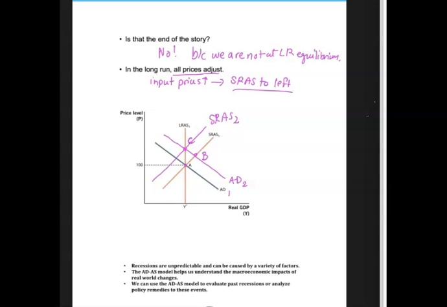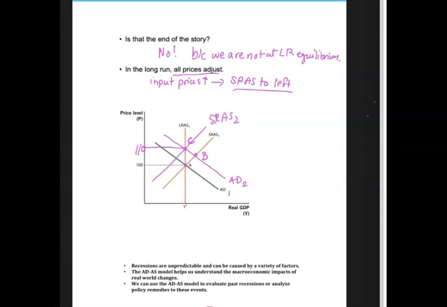So we end up back at the full employment output again, but we will have a higher price level, right? This is a higher price level. Let's say 110. So that is how it adjusts to the long run equilibrium. Okay, so the key point here is that demand changes have no real effect in the long run. Only the price level is affected.